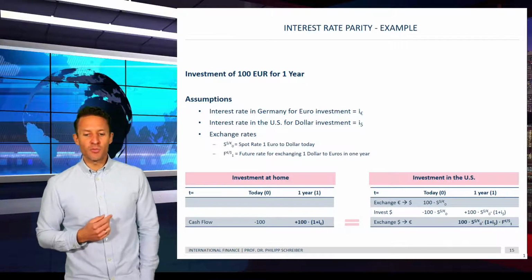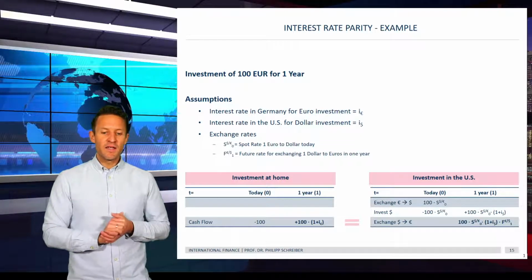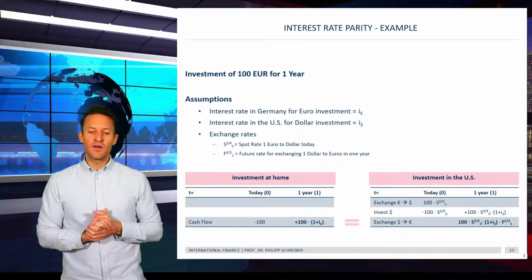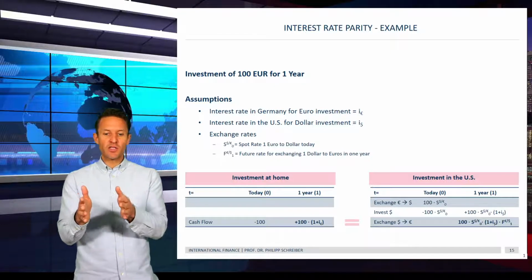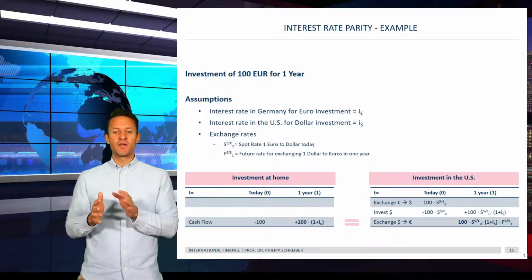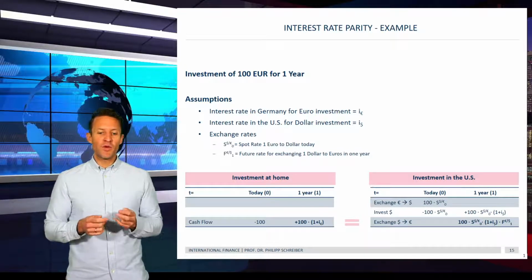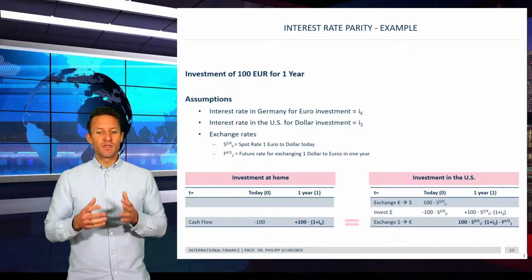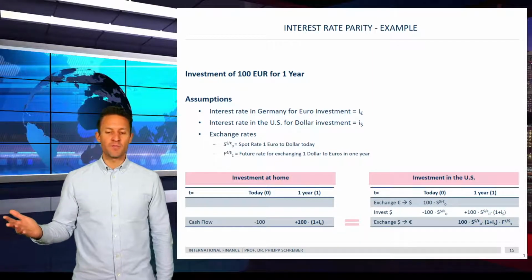Okay, we have two options. We can say, let's invest at home. Let's just take the 100, give it to the bank. 1 year later, we have 100 times 1 plus interest rate. So this is the cash flow statement here on the bottom left. We have today and in 1 year, these are 2 points in time. Today we have minus 100, we give the 100 to the bank. And 1 year later, we receive 100 times 1 plus whatever interest rate we get.